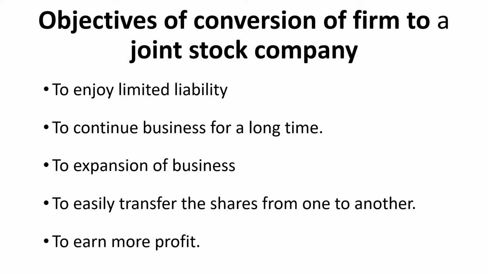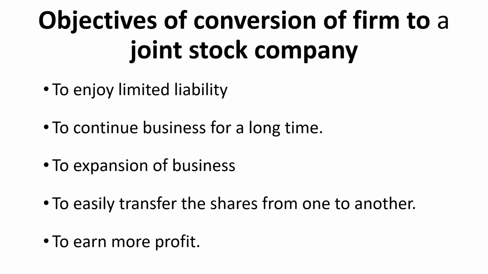What are the main objectives of conversion of a firm to a joint stock company? The first objective is to enjoy limited liability. In sole trading and partnership, the liabilities of the members are unlimited because of shortage of manpower. Whatever liabilities belong to the business have to be paid by the members included in the business.